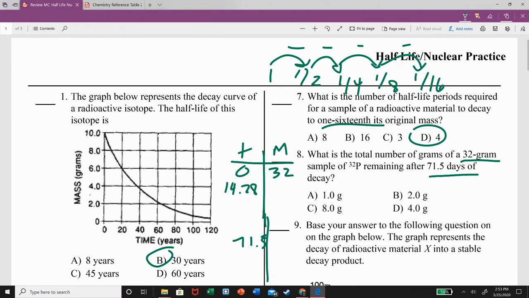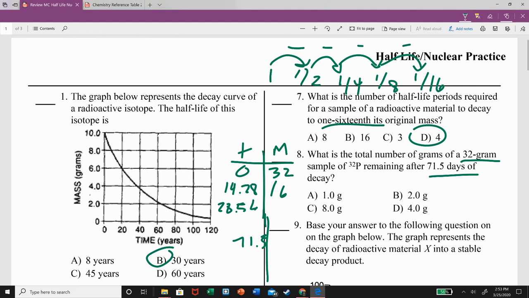So then 32 divided by 2, right? Now that's 16 grams. Well, I need to keep going because I need to get to 71.5 days. So then I have another 14.28 days, right? So 14.28 plus another 14.28, which I'm doing on my calculator. So now it is 28.56.